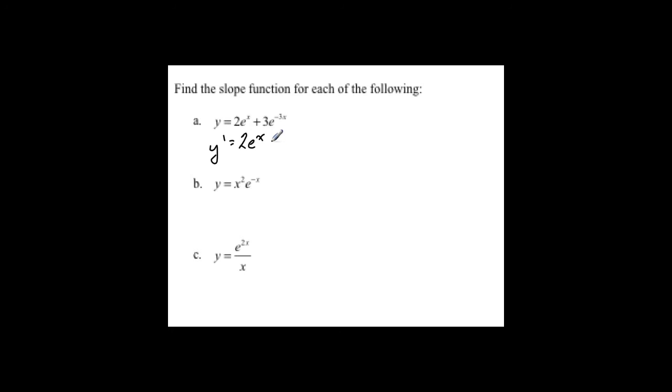And then for the second function we have 3e to the negative 3x, which is going to be 3e to the negative 3x times the derivative of the function in the exponent, which is negative 3. Okay? And then simplifying, this is going to give us 2e to the x minus 9e to the negative 3x. There's our slope function.